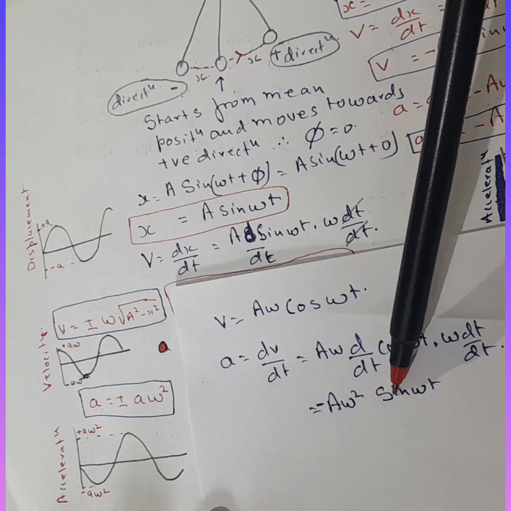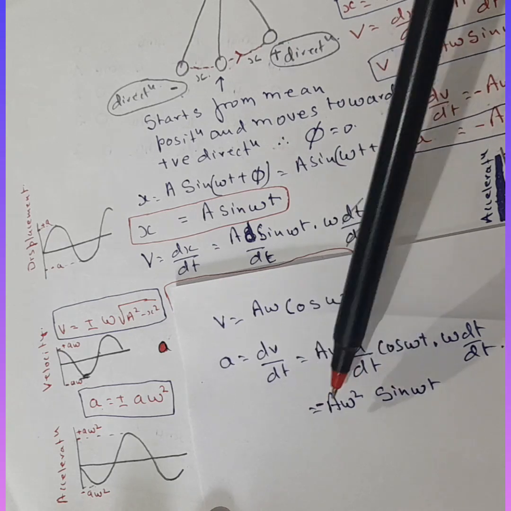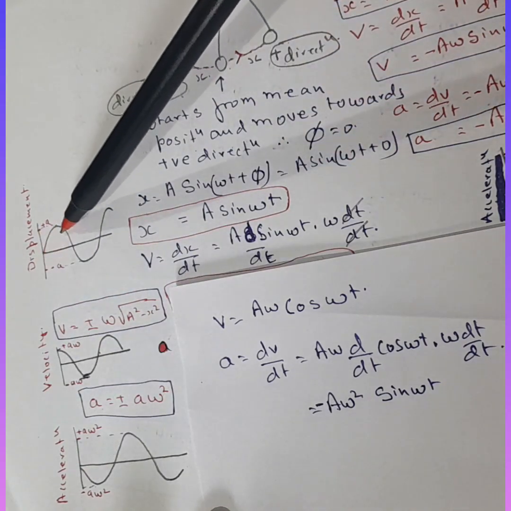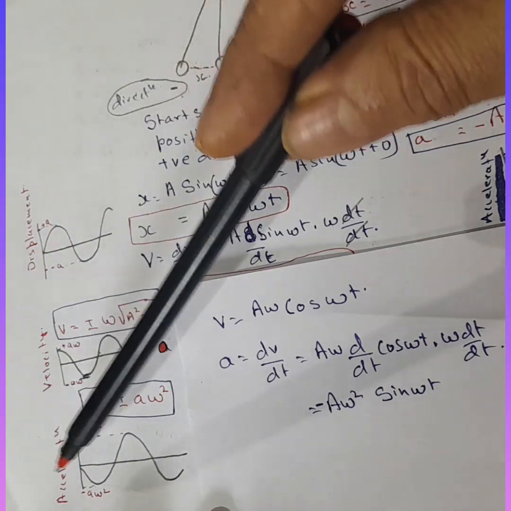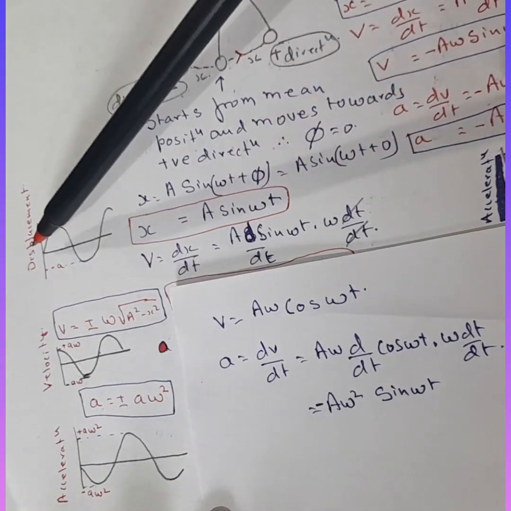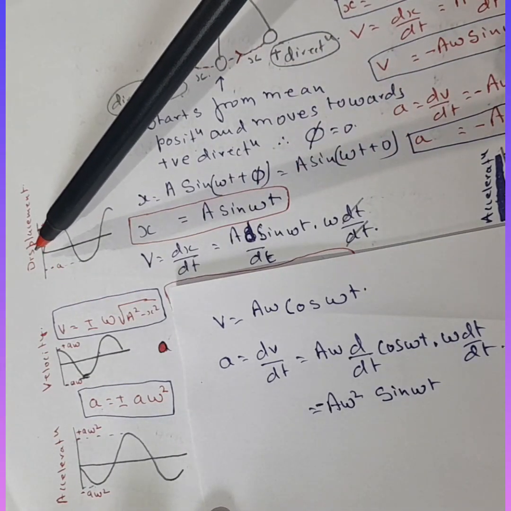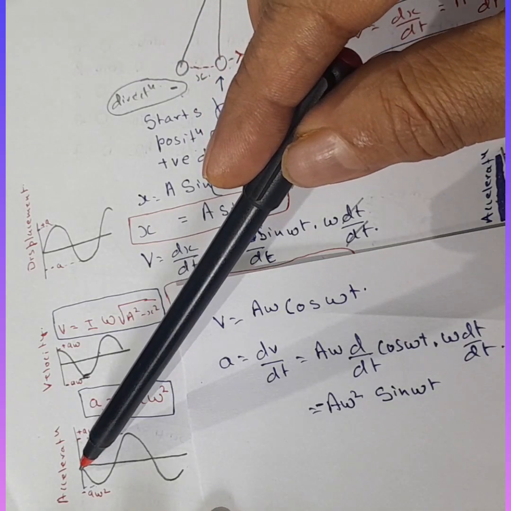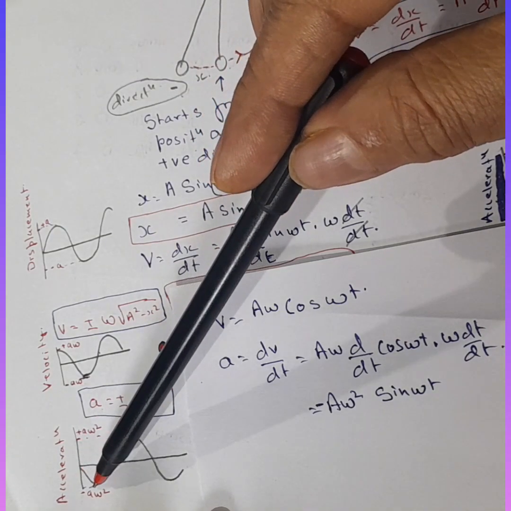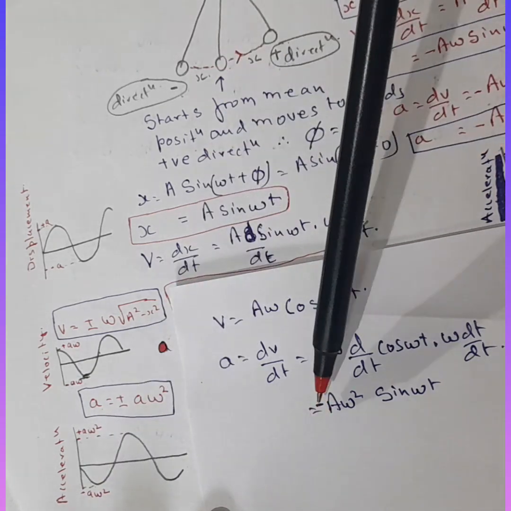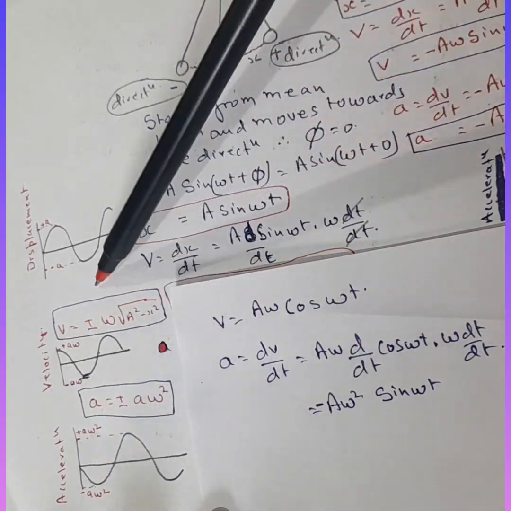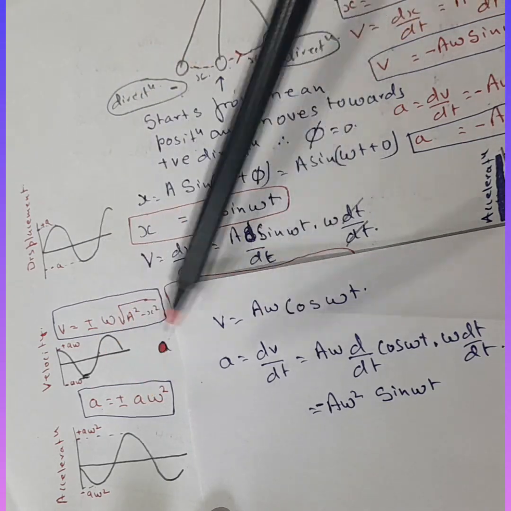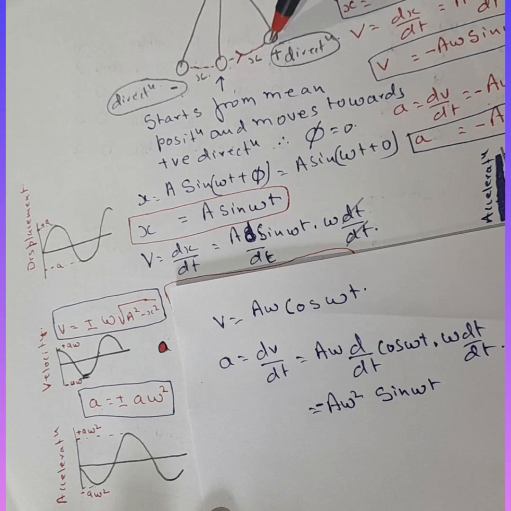So this minus a omega square sine omega t is again a sine curve but negative. If it would have been a positive sine curve, it would have gone that way, starting from origin. A sine curve, a sinusoidal curve, always starts from origin. Now this also is starting from origin, so it's also a sinusoidal curve but towards the negative direction. That's why it's minus a omega square. So this is how the graph and the equation sets in, and it can be correlated with this.